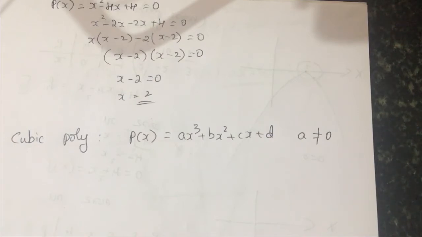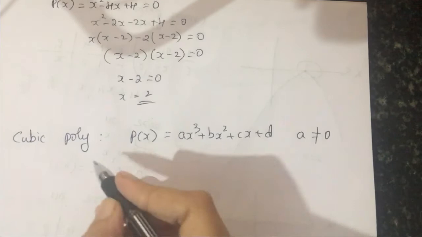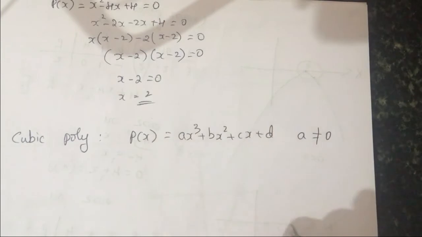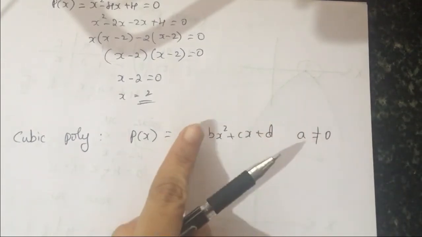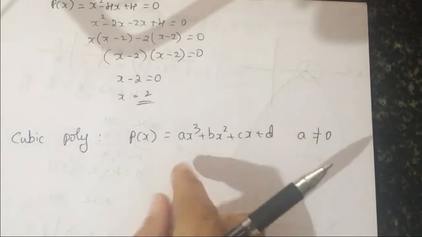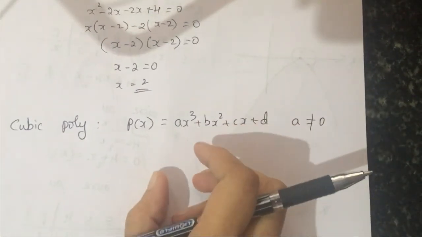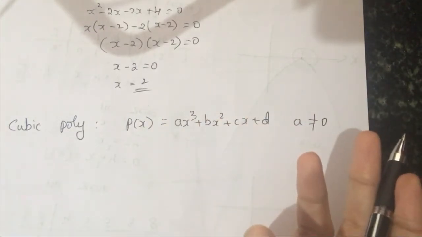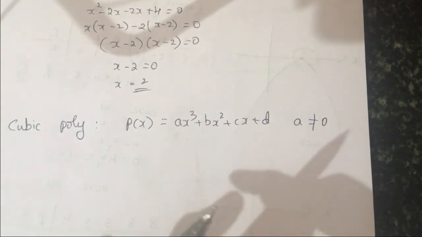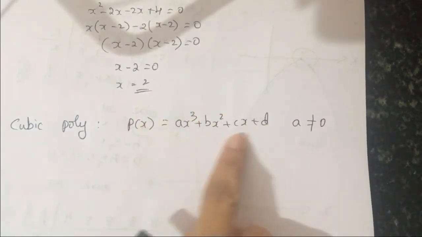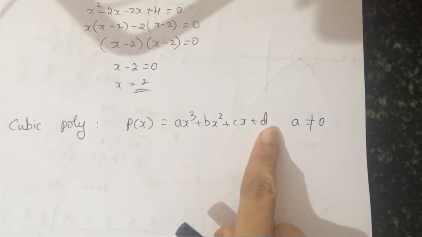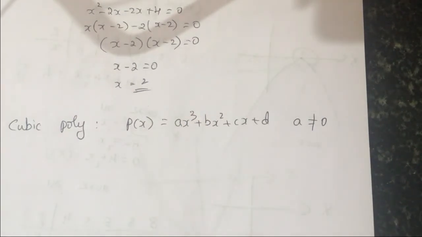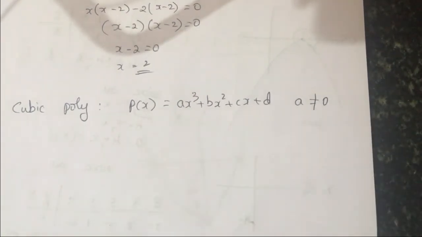Here again there are 3 cases. One case is when you draw the polynomial p of x equal to x cube, you are getting only 1 zero. And sometimes you will get 2 zeros, and sometimes you will get 3 zeros. But at the most you can get 3 zeros, because this polynomial is of degree 3. So at most you can get 3 zeros. I'll explain this with an example.